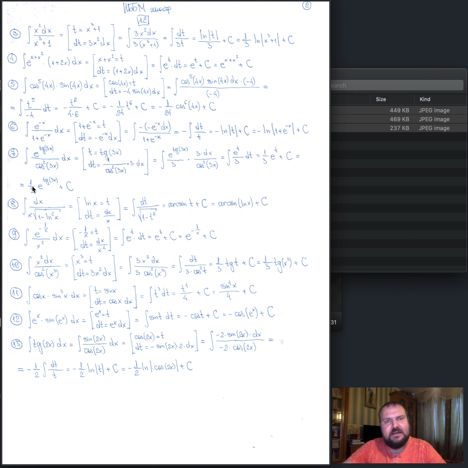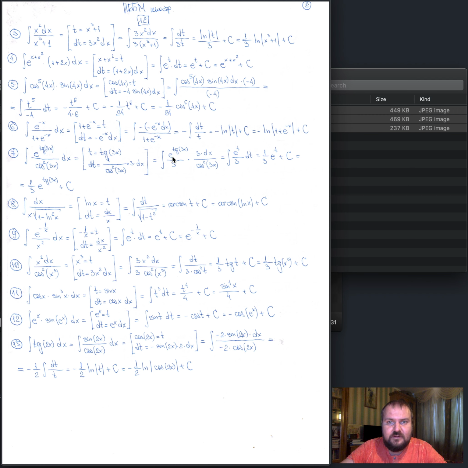Number 7. e to the power, numerator, e to the power tangent of 3x divided by cosine squared of 3x. The change here, let t be equal to tangent of 3x. Then we need to find the dt value. dt, this derivative of the tangent, would be 1 divided by cosine squared of 3x multiplied by 3 dx. And we rewrite it.